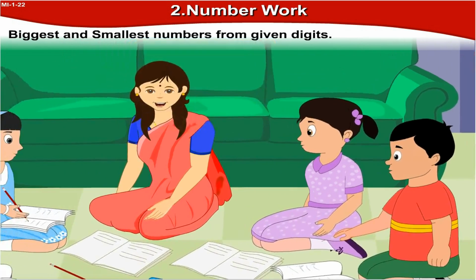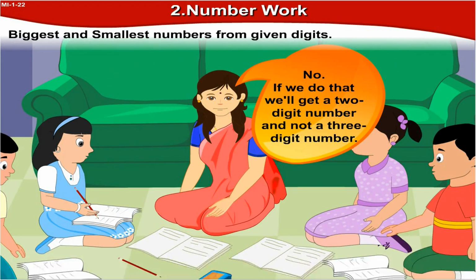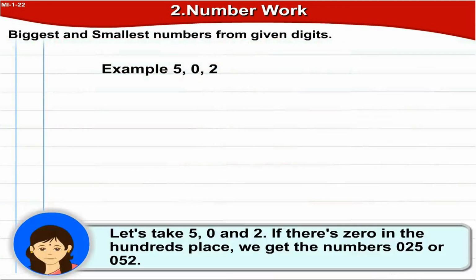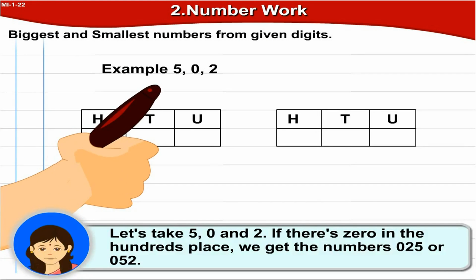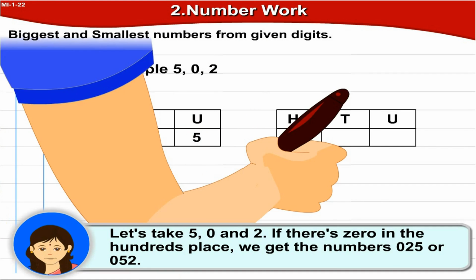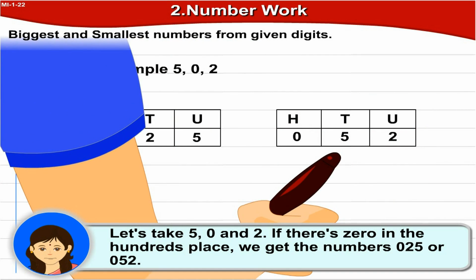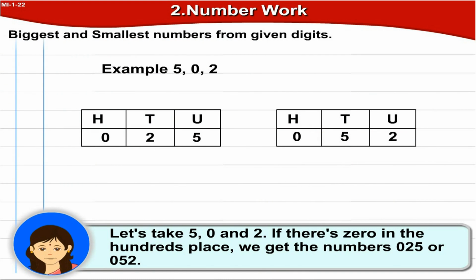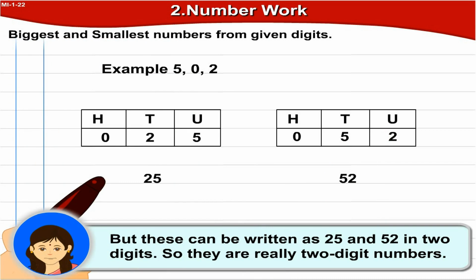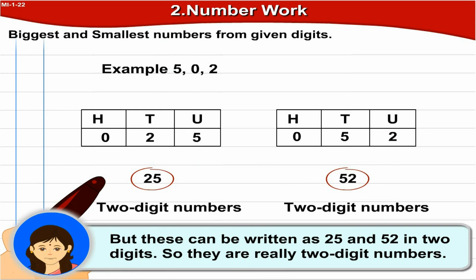Suppose there's a 0 given. Do we still do the same? No. If we do that, then we will get a 2-digit number and not a 3-digit number. Let's take 5, 0 and 2. If there's 0 in the hundreds place, we get the numbers 0, 2, 5. That would be 025 or 052. But these can be written as 25 and 52 in 2 digits.